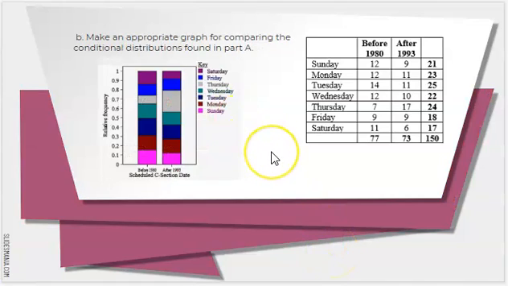Part B says to make an appropriate graph for comparing the conditional distributions found in Part A. This is a throwback to Chapter 1 when we did segmented bar charts. Okay, so we take those conditional probabilities that we calculated in Part A and we make them into bar charts. So we're looking to see, is the distribution the same before 1980 as it was after 1993? Well, that would mean that the different sections would be the same, right? They're obviously not the same. So I've done this display just so I can say, oh, there is a difference.